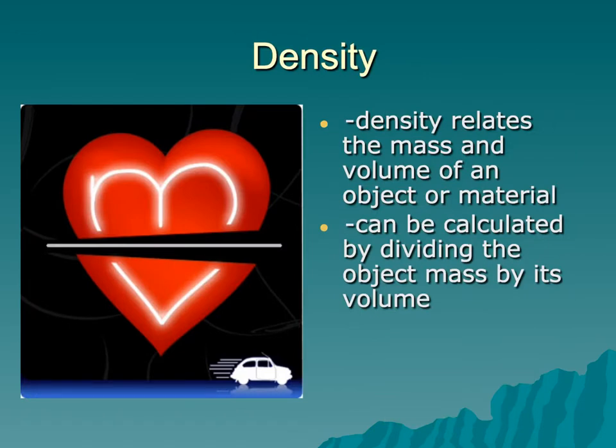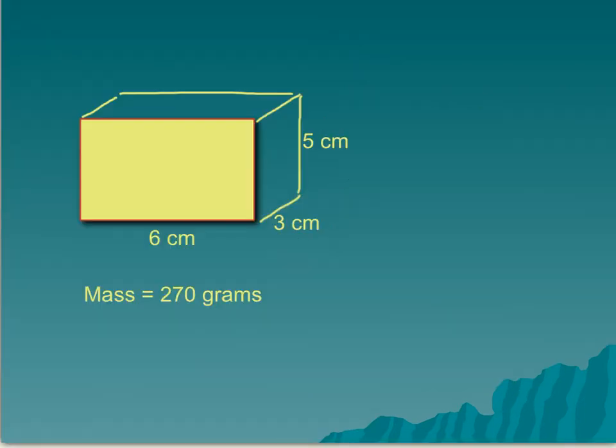And remember, density is how much mass an object has per unit of volume. And we can calculate that by dividing the mass by the volume. Whether we find the volume of a regular shaped object or an irregular shaped object, we still calculate the density the same way, mass divided by volume. So let's practice calculating density of a regularly shaped object. Here we have a rectangle, 6 centimeters by 3 centimeters by 5 centimeters with a mass of 270 grams. How are we going to calculate its density?